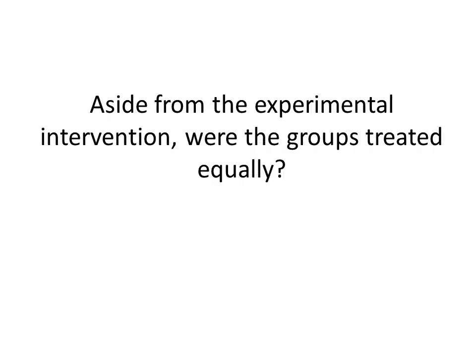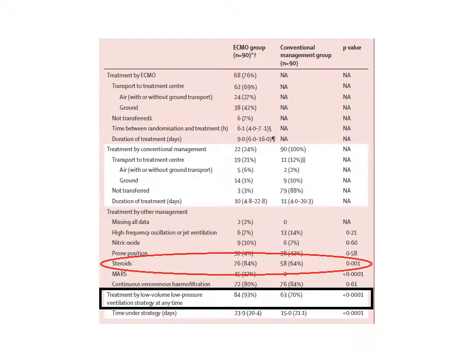If they are not treated similarly for another factor, then that would become a confounder, and it will be difficult to then ascertain how much of the effect on their outcome is due to the intervention. Now let's look at that with an example.